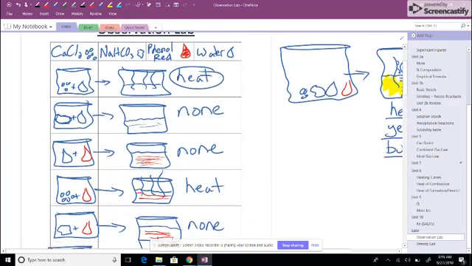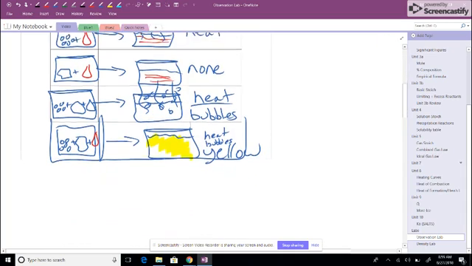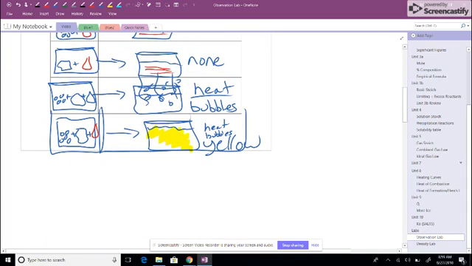Okay, now I would like you to use this data to try and write a lab report. I hope that helps, and then see me or email me if you have any questions.